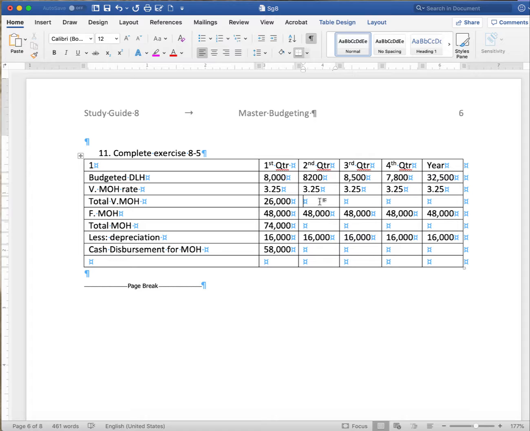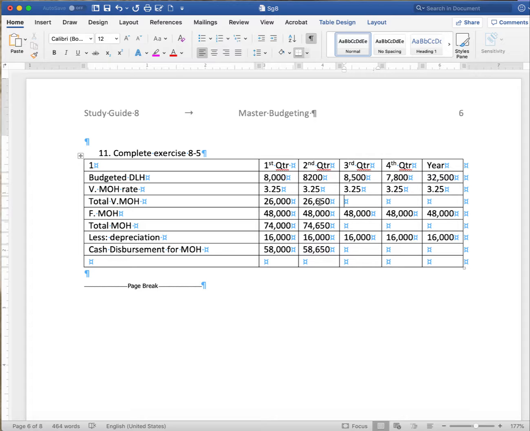So, for the second quarter, direct labor hours, 8,200, times the variable MOH rate, $3.25, gives me $26,650. That is my total variable MOH. To that, I need to add the fixed manufacturing overhead of $48,000. That gives me $74,650. Guess what? Subtract out depreciation. Subtract out the $16,000, I get $58,650. That is the cash disbursements for MOH.